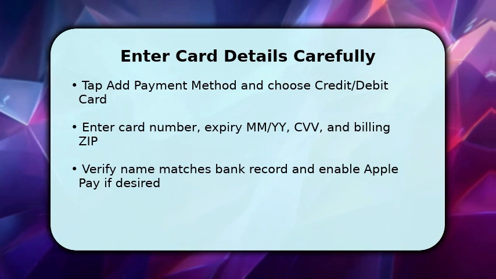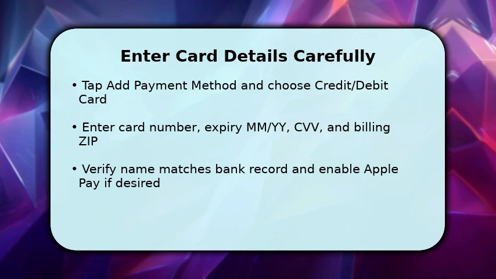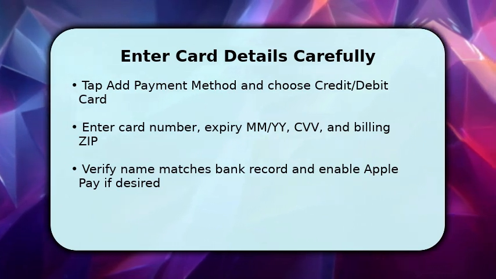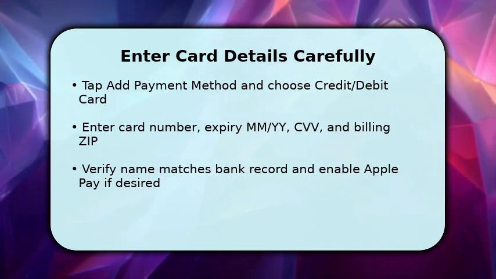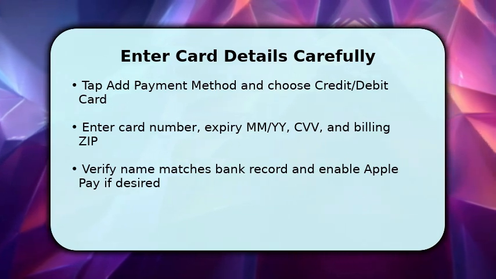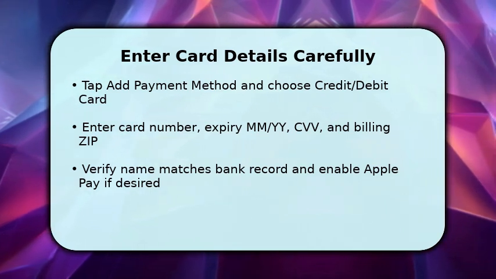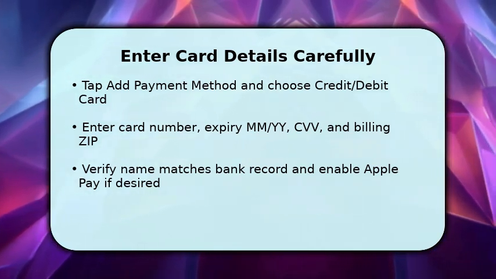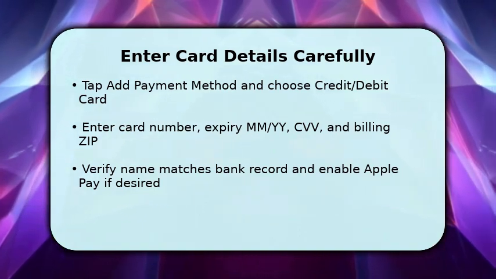Carefully type the card number, the expiry in MM/YY, and the CVV, and then enter the billing ZIP or postal code exactly as your bank has it. Mismatches cause declines. Make sure the name on the card matches your bank record. Once entered, you can optionally enable this card for Apple Pay. This simplifies future purchases. But first, save and proceed to the verification step.